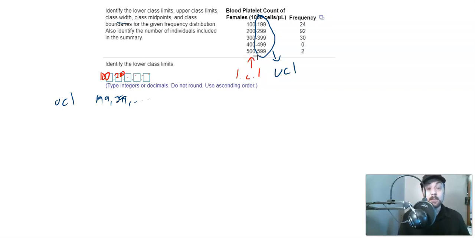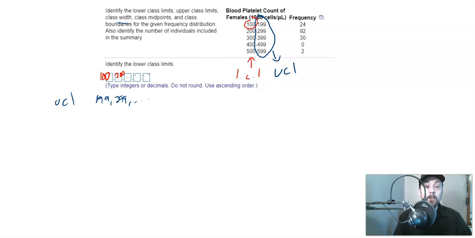To find the class width, pause the video and see if you can calculate it, and then resume the video to see if you came up with the right idea. It shouldn't take you too long. So the class width you should find is 100, right? It doesn't matter where you do that calculation, as long as you're using two consecutive lower class limits or two consecutive upper class limits.